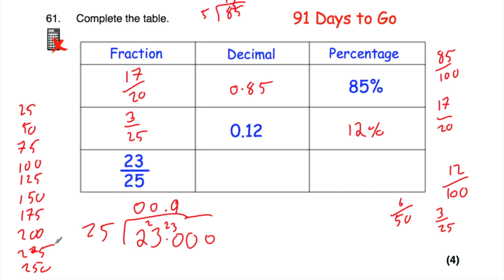So 9. That's 225, so our remainder is 5. And how many 25s go into 50? 2. So that's 0.92. And as a percentage, that'd be 92%. And if you got that, well done.